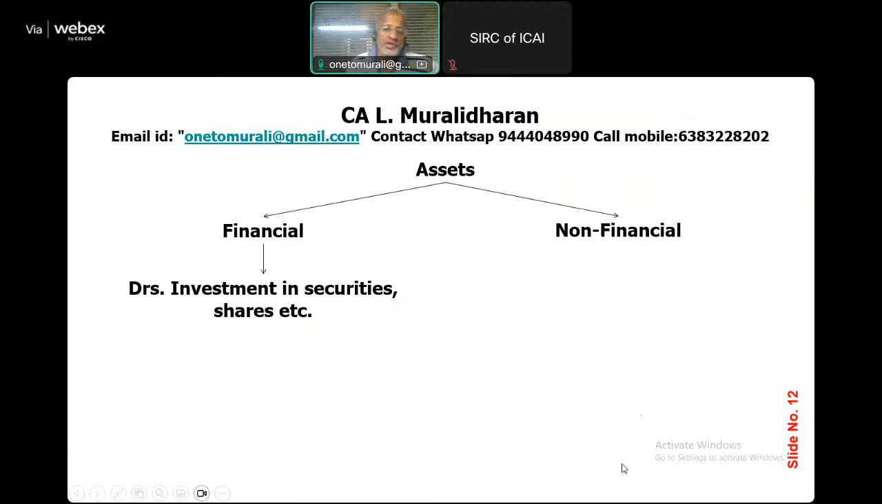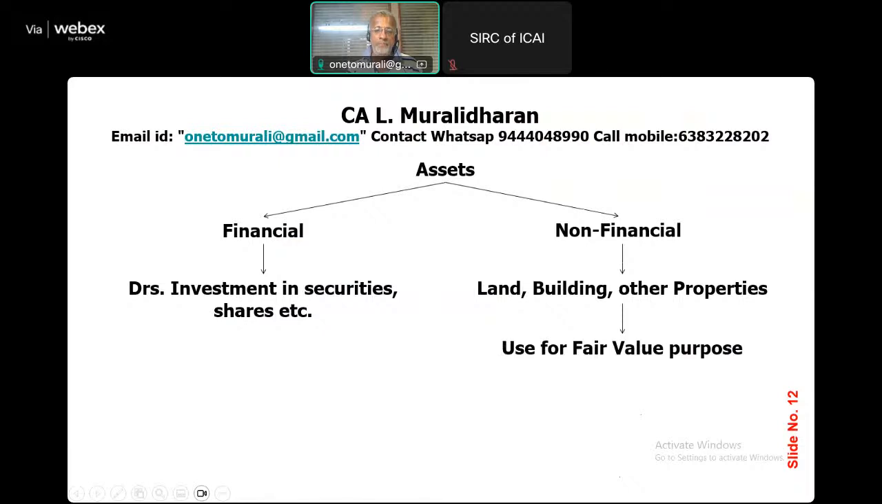Financial and non-financial. This is the place where I wanted to tell you about what financial assets are. Financial assets are investments in securities, shares, etc. Non-financial assets are land, building and other properties. For non-financial assets also we use fair value.